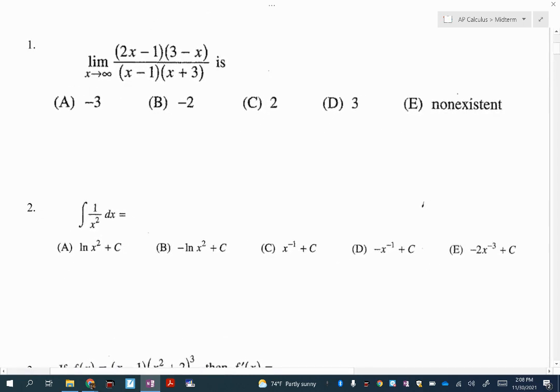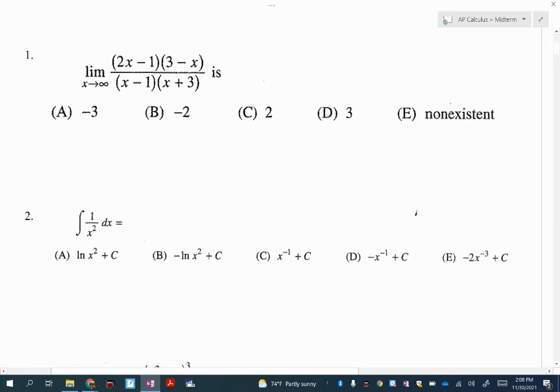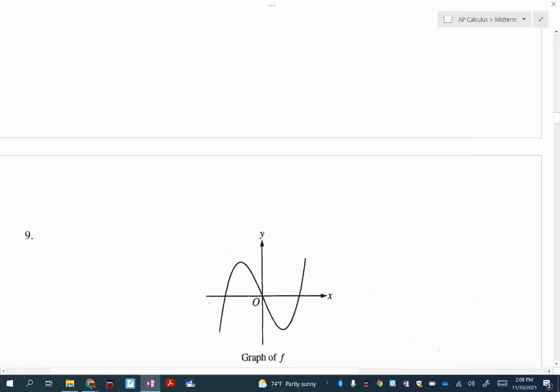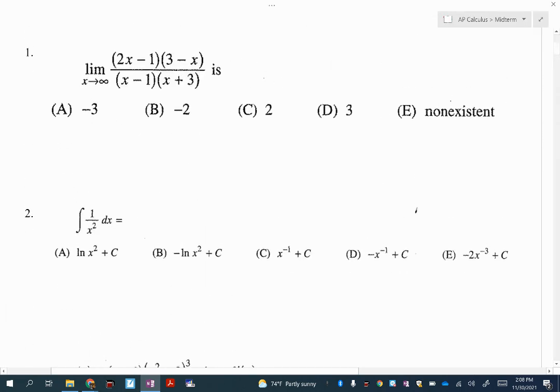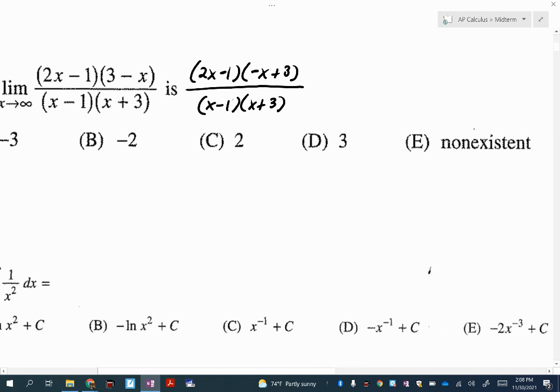The first one says the limit as x approaches infinity of this rational function. The first thing that I did when I saw this was I actually decided to distribute. All right, so distribute the numerator and the denominator. And when you do that, I actually wrote the 3 minus x as negative x plus 3. And when I distribute, I'm going to get two quadratic trinomials, one on the top. So negative 2x squared plus 7x minus 3 over x squared plus 2x minus 3.